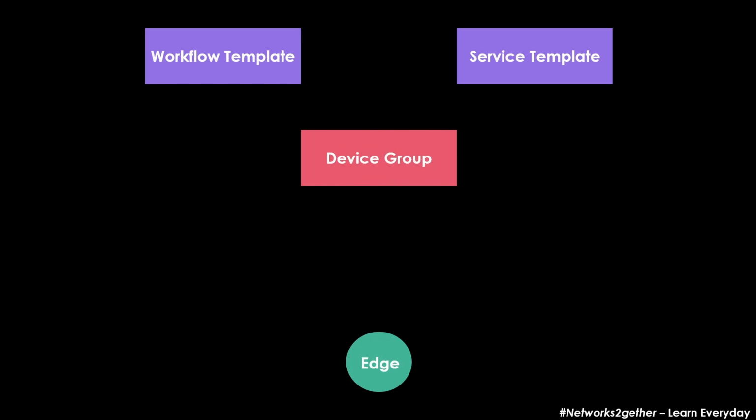Now to link all these, we'll create device group. This can also be reused for similar types of devices. So in device group, we'll call the workflow template and we'll attach the required service templates.